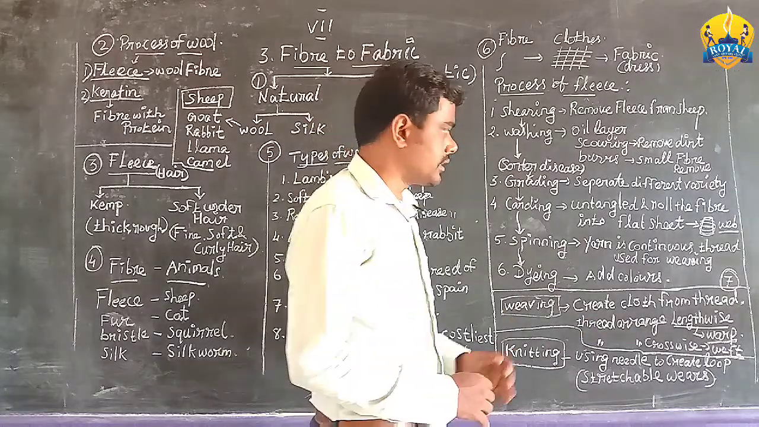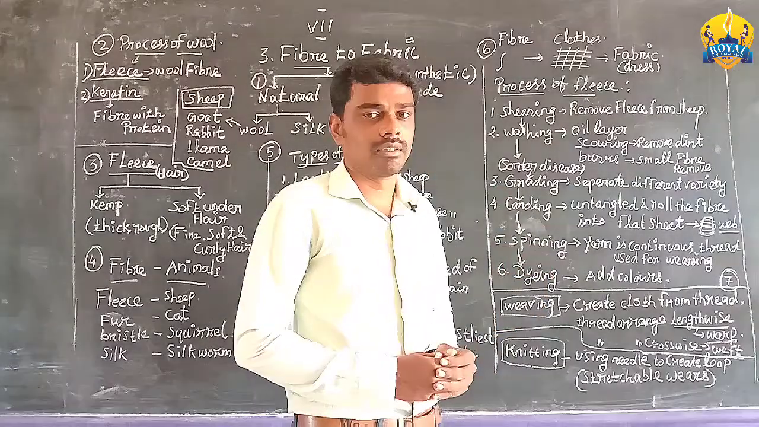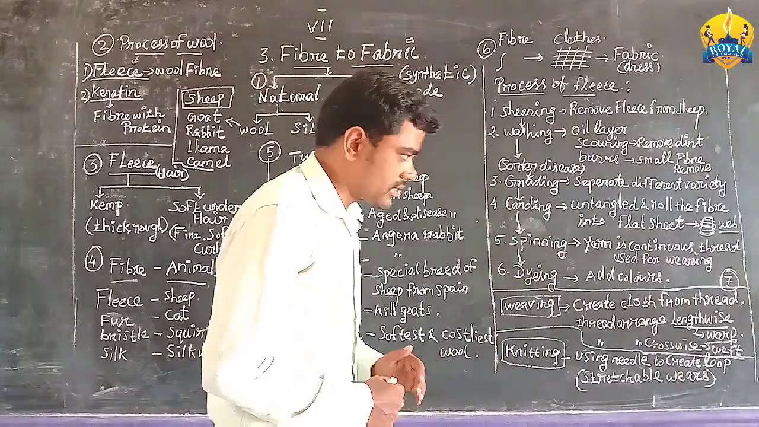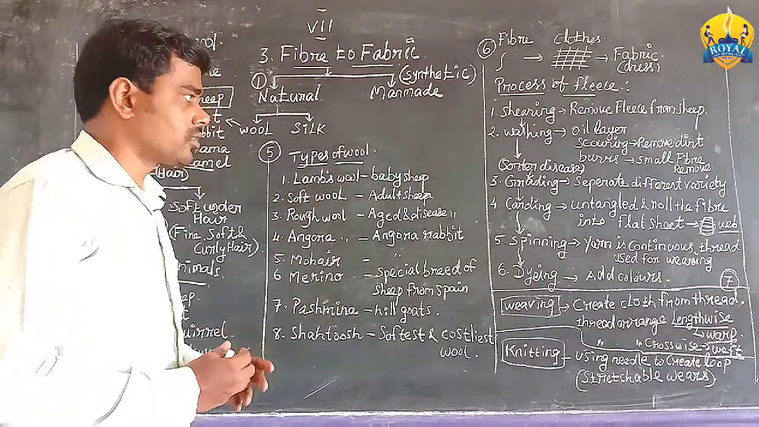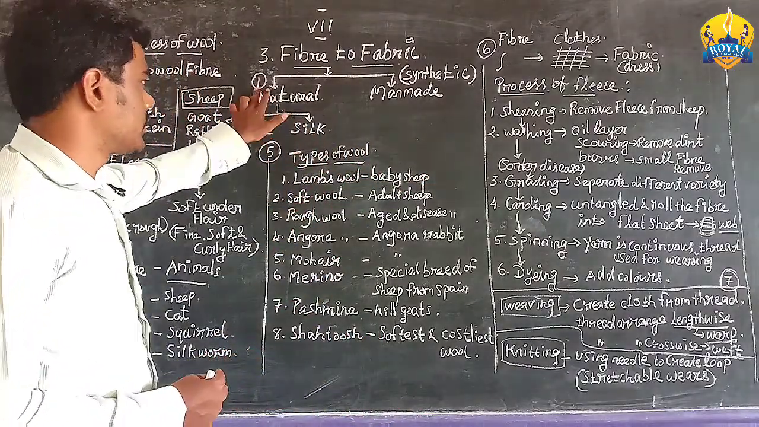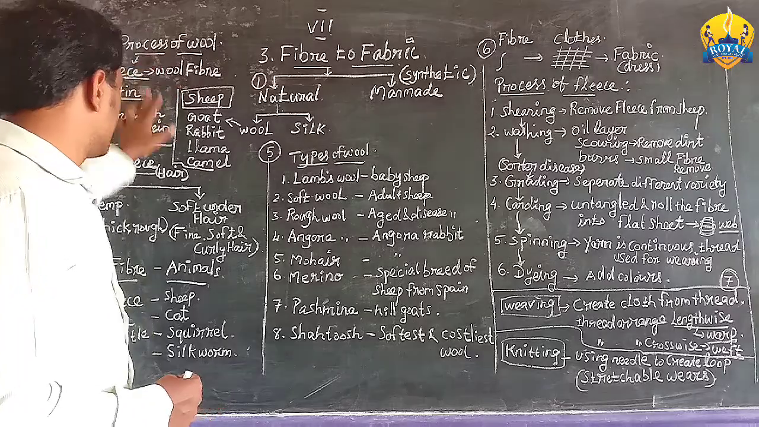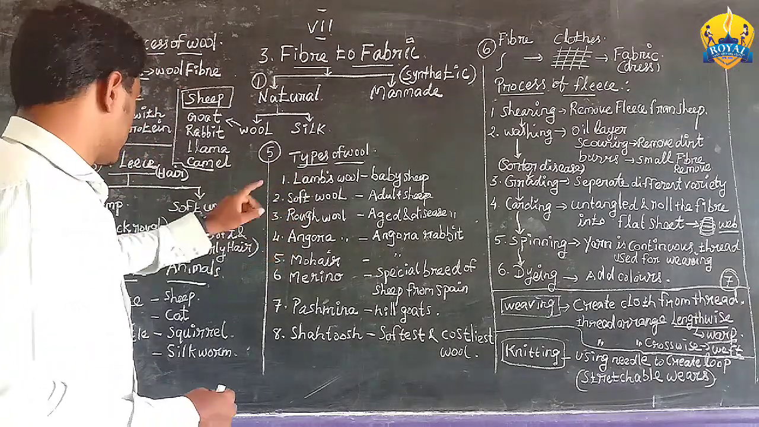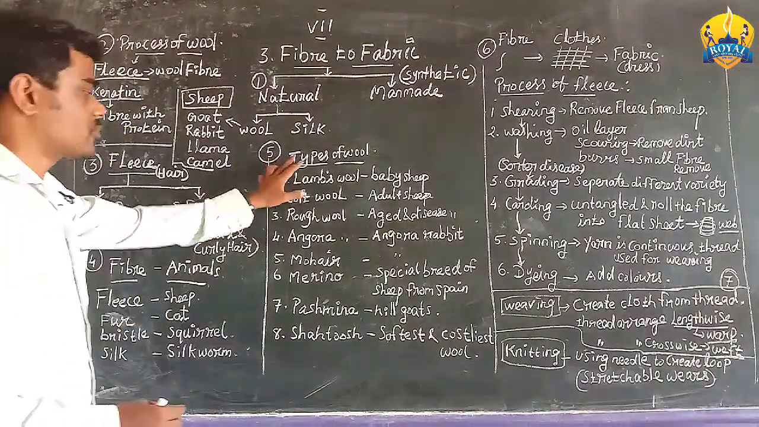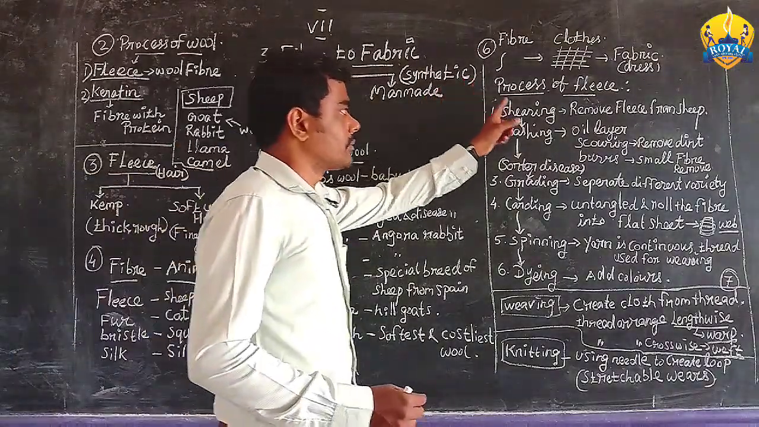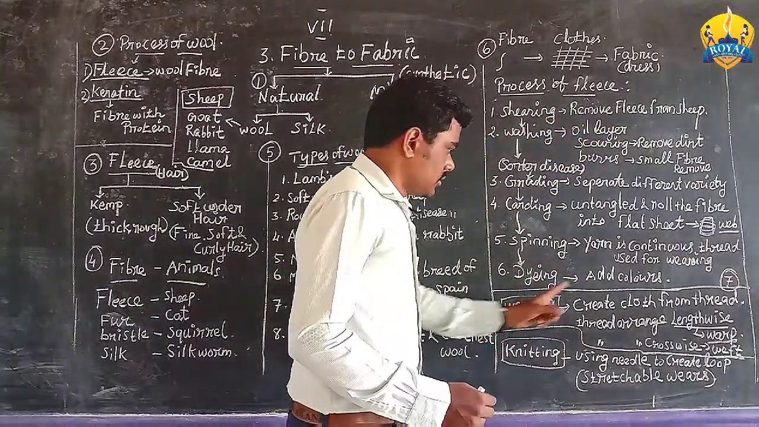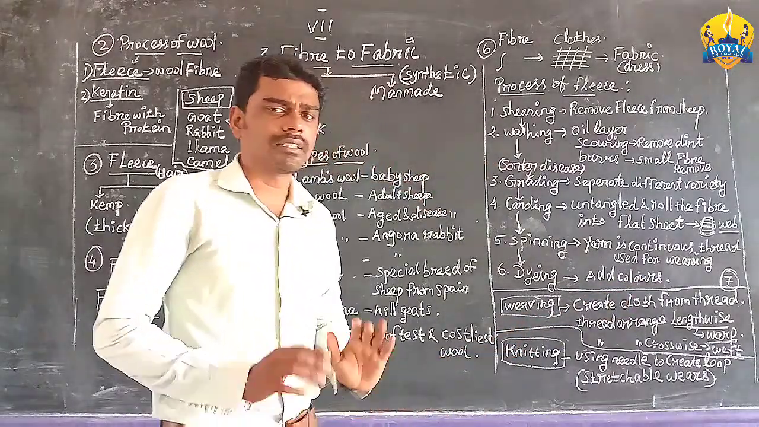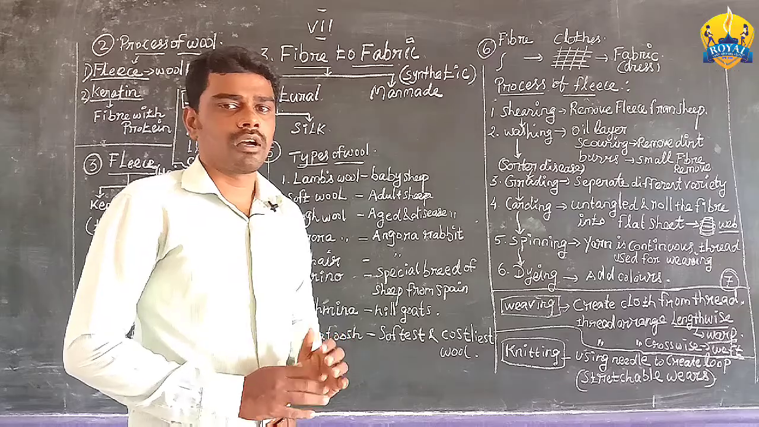So all of these things are very important in fiber to fabric. We discussed nearly seven different topics: the introduction, the process of wool and fleece and its types, types of wool fiber and animals, the sixth one the process of fleece, and the seventh one types of weaving and knitting. These are all we discussed in this class.